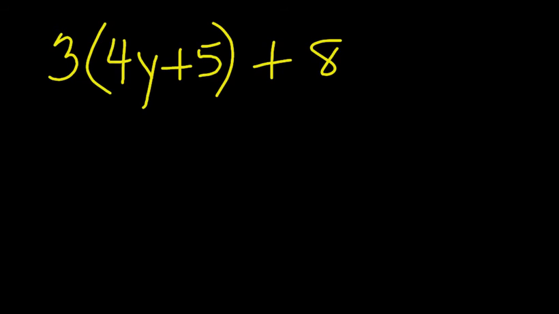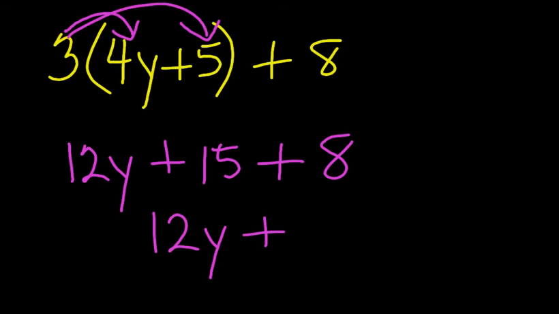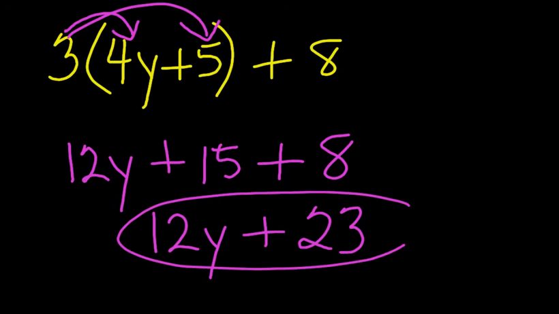Okay, remember we're going to distribute first when it's like this. So 3 times 4y. Well, that would be 12y. Plus 3 times 5, which would be 15. And then you just write the plus 8 down because it's not in the parentheses. Then you say, oh, wait a minute. 15 and 8, those are like terms. So 12y plus 23. And that would be the answer.